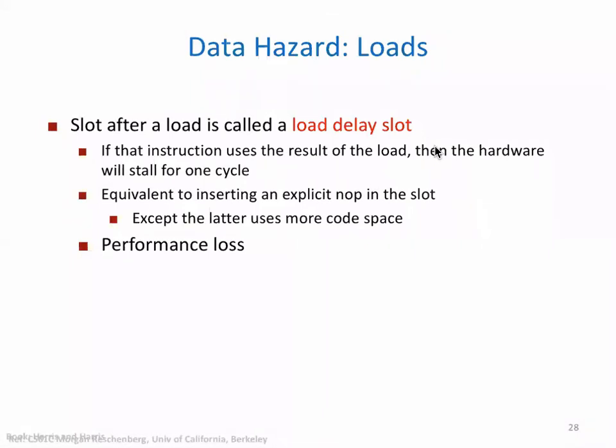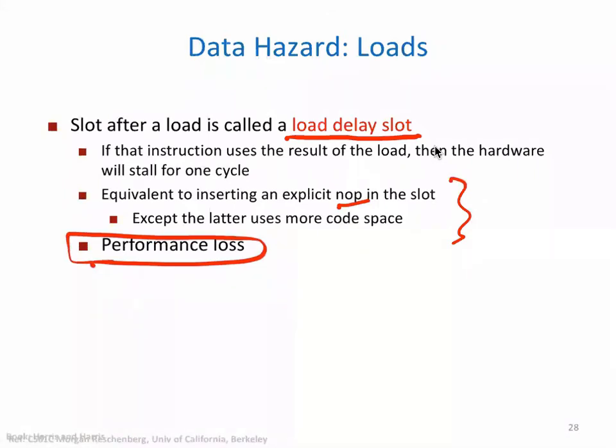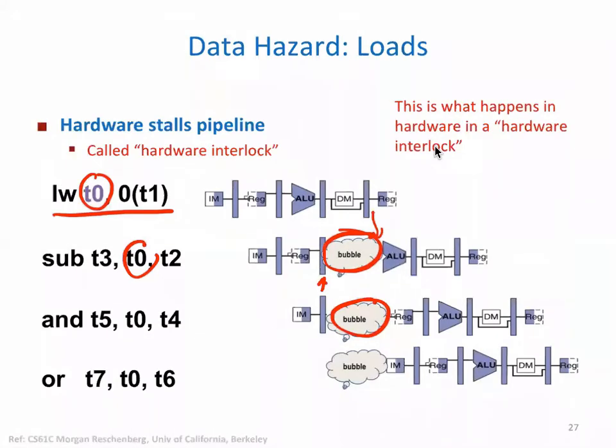The slot after load is called the load delay slot, or what we have shown here as a bubble, or a stall, and it's equivalent to NOP. All this results in performance loss. The NOP is similar to a no-op, but is done in hardware. NOP instructions are inserted by the compiler, while stalls are done in the hardware in real time. It's called hardware interlock.